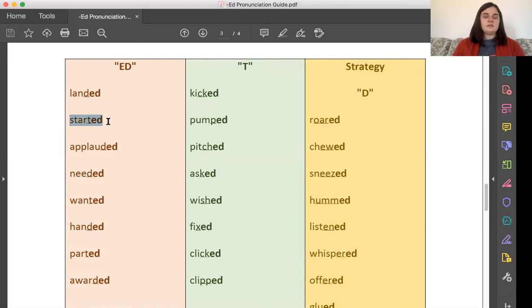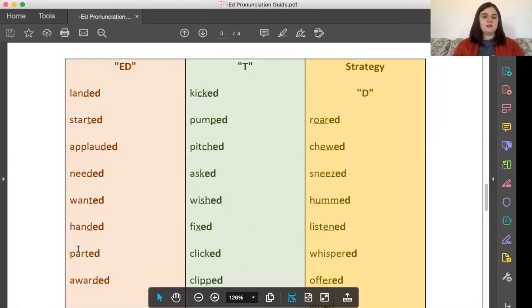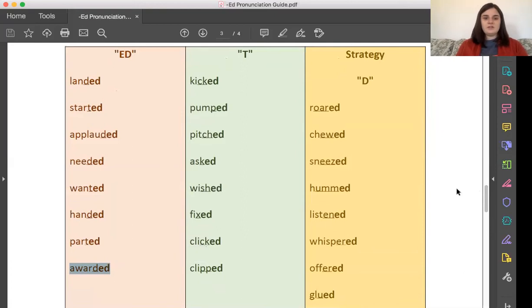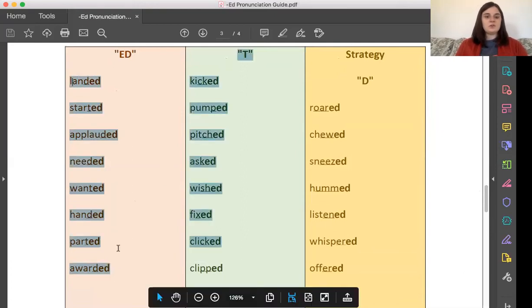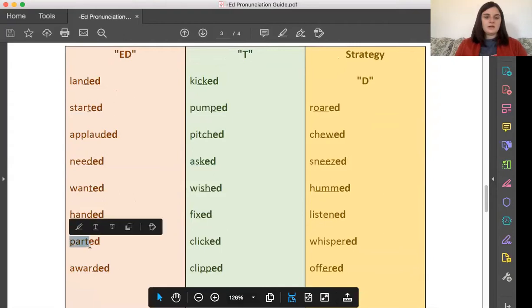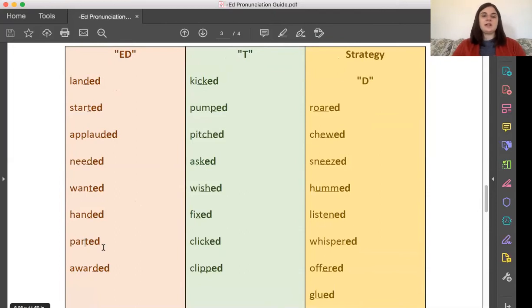Okay, so we'll say these words with me. Landed, started, applauded, needed, wanted, handed, parted, awarded. Awarded has three sounds. So your goal today is to start practicing saying these words correctly. They all are verbs that end with a D or a T, so they have that ed sound, the dead ted strategy.